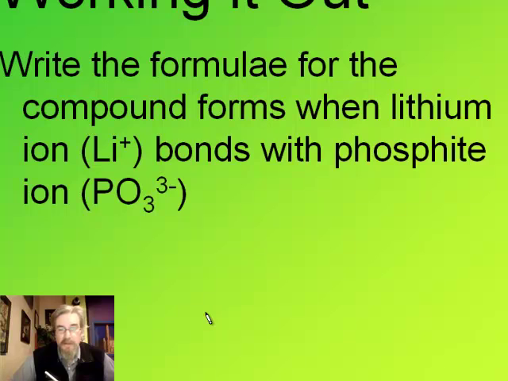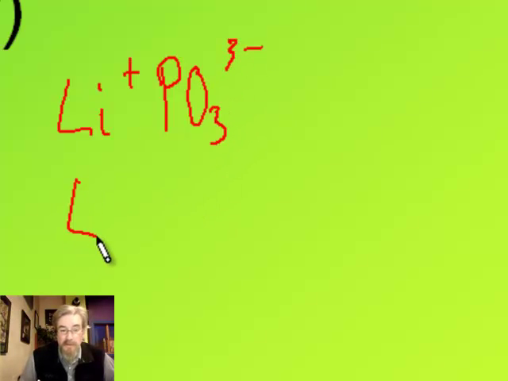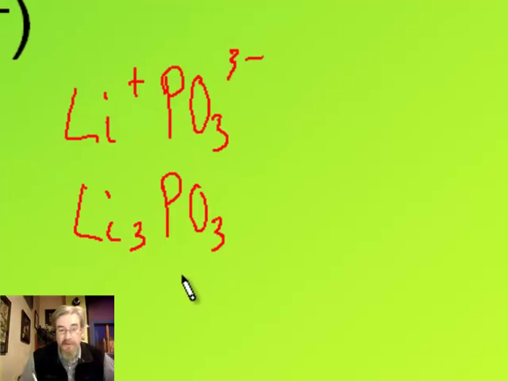Try lithium with phosphite, PO3 3-. Here's your answer. Lithium has a 1+ charge. Phosphite, PO3, has a 3- charge. When I charge swap, lithium's going to get the 3. Phosphite is going to have no subscript except the 3 that was already there.